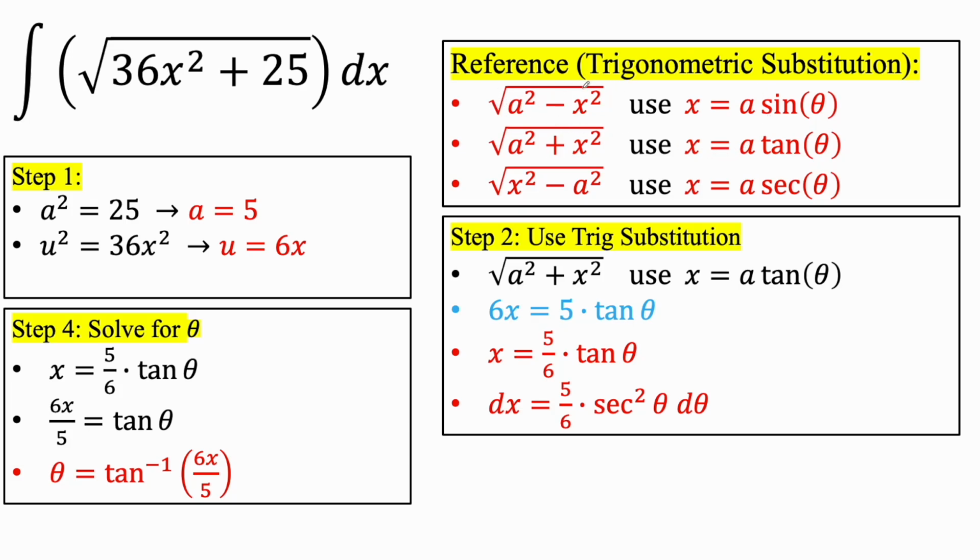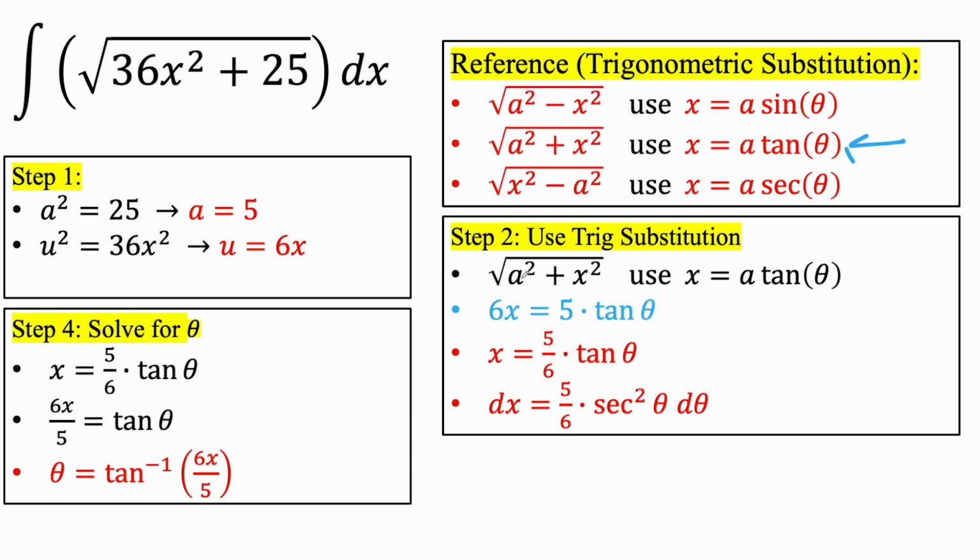If you have the square root of a squared minus x squared, we would use x equals a sine theta. If you have the square root of a squared plus x squared, then you're going to use x equals a tan theta. And ours is very similar to that, so that's the form we're going to be using. If a squared is equal to 25, then a is equal to 5. And if u squared is equal to 36x squared, then u is equal to 6x.